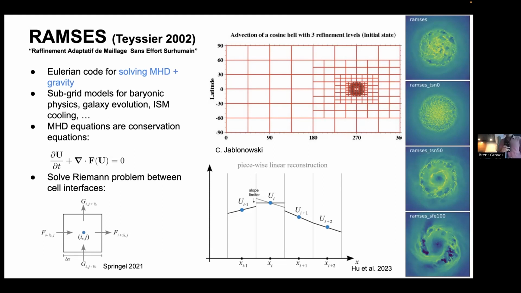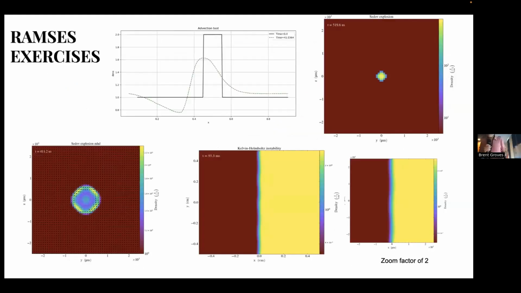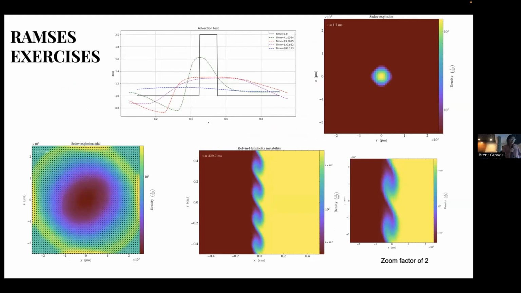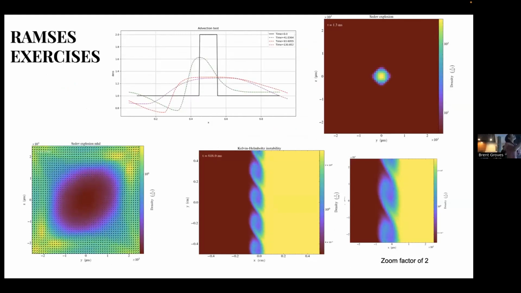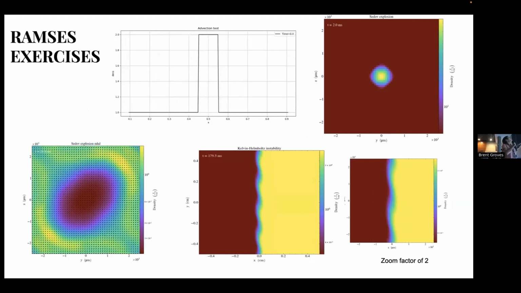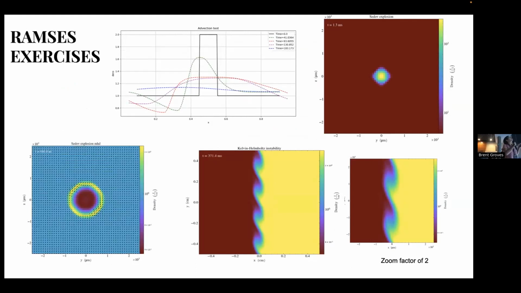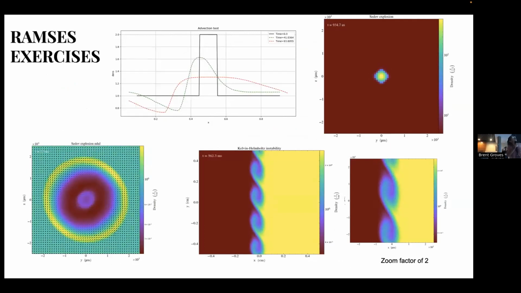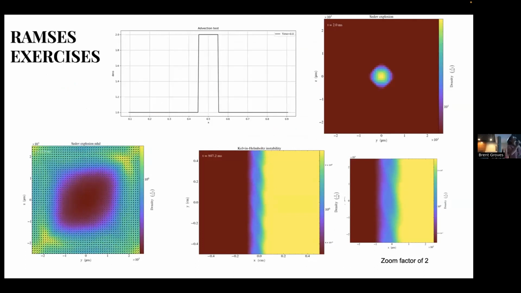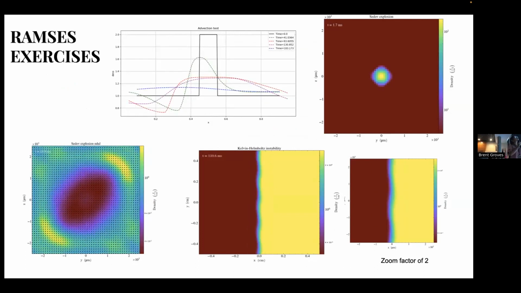So I'm going to share with you what we learned to do with Ramses during this week. We started by solving the Riemann problem in one dimension. This is the video that I made. This is the density versus position and how it evolves over time. Then we learned how to do 3D simulations with Ramses. This is the Sedov explosion. And I used a package named yt.